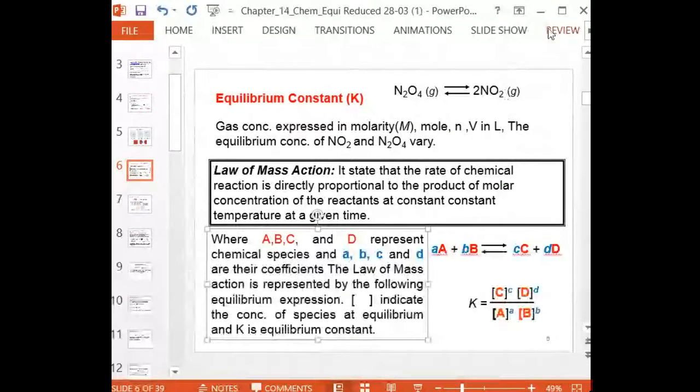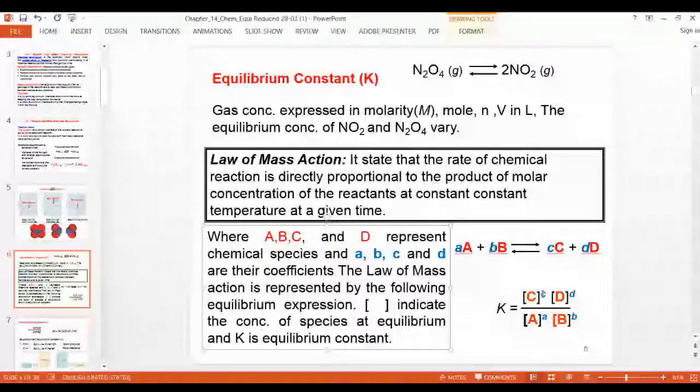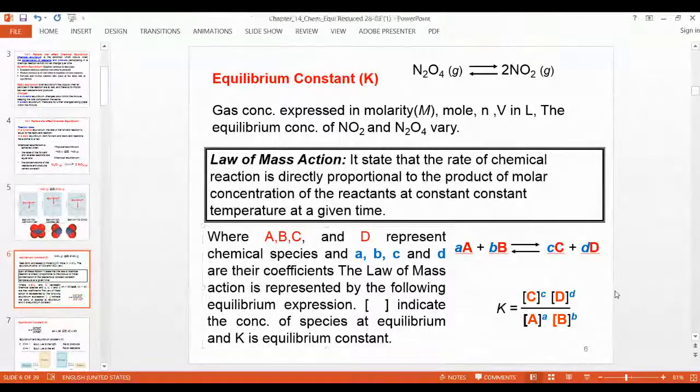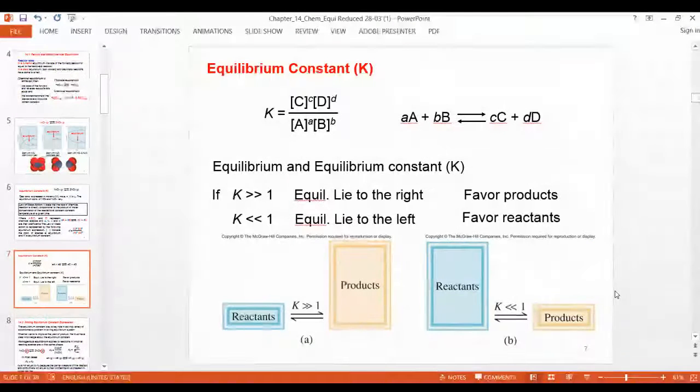Alright, so this is all about chemical equilibrium. Now where A, B, C, and D represent the chemical species, then the small a, b, c, and d are their coefficients. As I showed you in the example, the law of mass action is represented by the following equilibrium expression. The brackets indicate the concentration of the species at equilibrium, and K is the equilibrium constant.